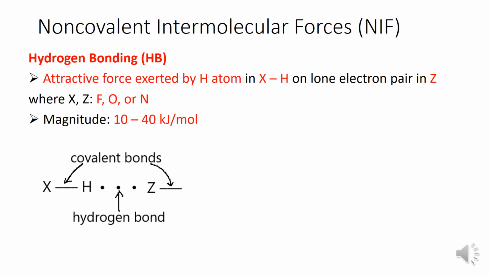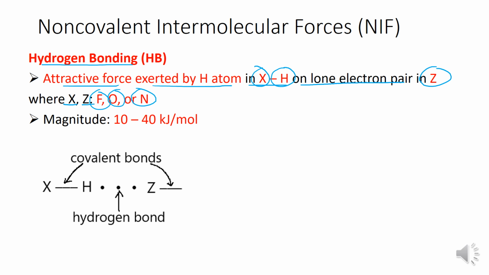The third type of non-covalent intermolecular force is the hydrogen bond. This is the attractive force exerted by the hydrogen atom in the X-H bond. So we have a hydrogen atom bonded to an atom X, and the attractive force is exerted on the lone electron pair in another atom Z, where the atoms X and Z can be fluorine, oxygen, or nitrogen. So we can remember the acronym FON, which is again fluorine, oxygen, or nitrogen.